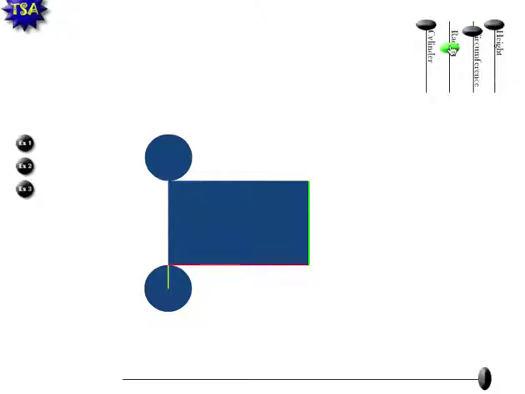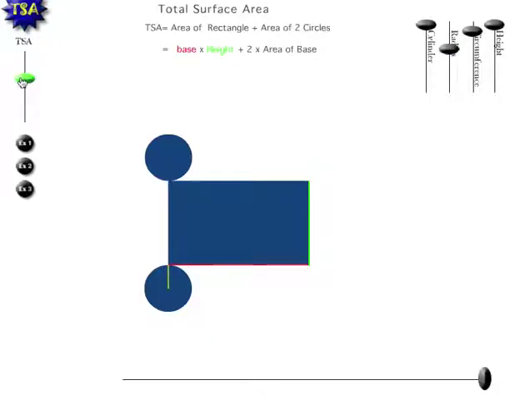Okay, so we know that the formula is going to be, let's have a look, total surface area. Okay, so it's going to be, we have this rectangle, right? This rectangle here, base times height. And then it's going to be the area of two circles, right? So 2 times the area of one of the circles. And then we know that the base, this red line, is the circumference. So it's circumference times height, or perimeter of the base times height, plus 2 times the area of the base.